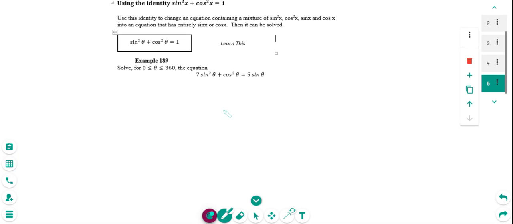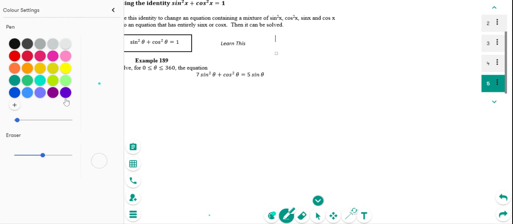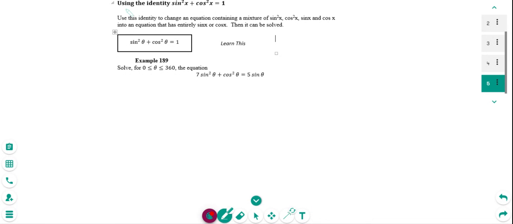So now I'm going to look at this next set of identities that we're interested in, which is the identity sine squared x plus cos squared x equals 1. And we're going to try and use it to solve this equation here. 7 sine squared theta plus cos squared theta equals 5 sine theta.